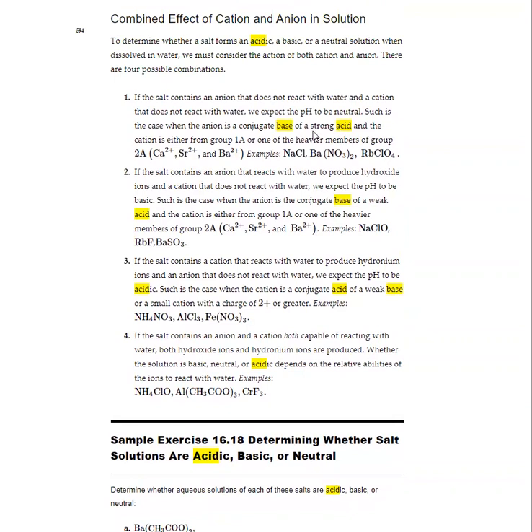If that's too hard to follow, I'm going to give you some simple rules. A strong acid and a strong base form a neutral salt. A strong base and a weak acid form a basic salt. A strong acid and a weak base form an acidic salt. And a weak acid and a weak base, you have to look at the relative strengths of the conjugates.